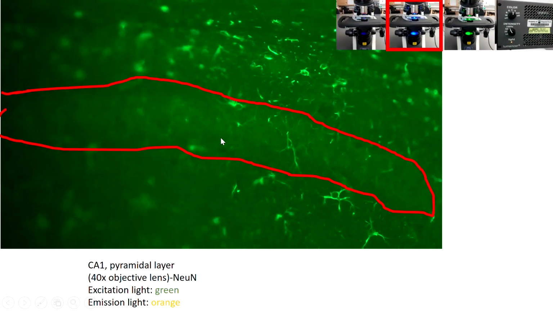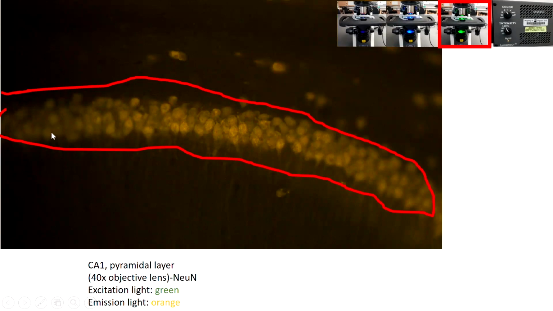Okay, next one is the CA1 pyramidal layer. So you remember this is the CA1 pyramidal layer. There are a lot of nuclei here, and there are some astrocytes in here, right? And I found this guy here. This is the soma of that astrocyte, and then the other process sticking out.